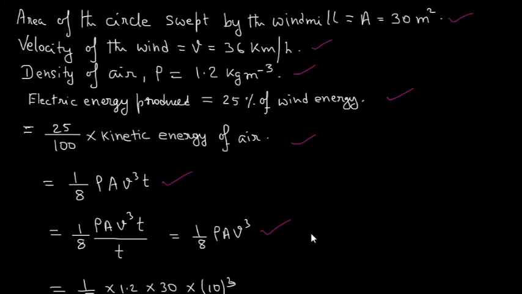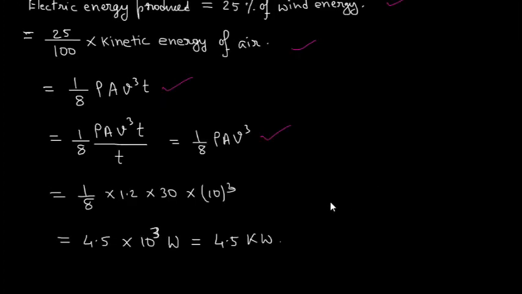Putting the values of rho, A, v, we get 1 by 8 multiplied by 1.2 multiplied by 30 multiplied by 10 to the power 3, which is equal to 4.5 multiplied by 10 to the power 3 watt, which is equal to 4.5 kilowatt.